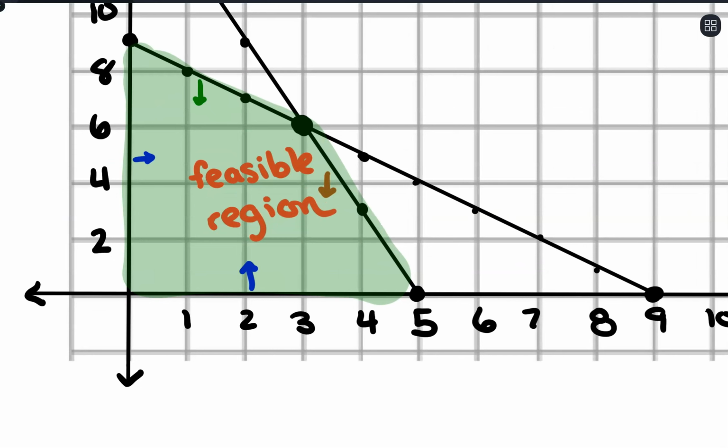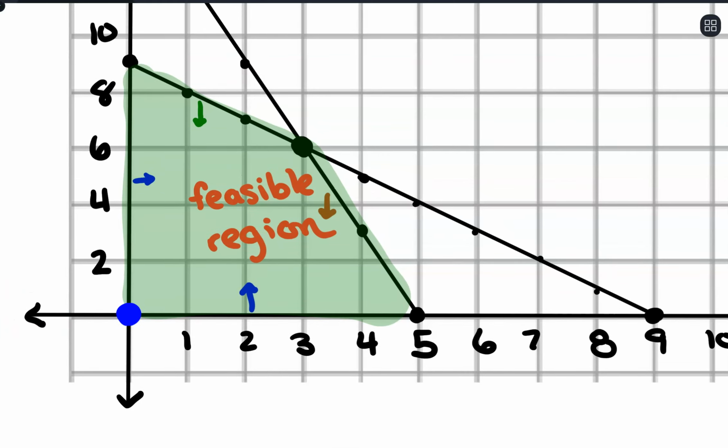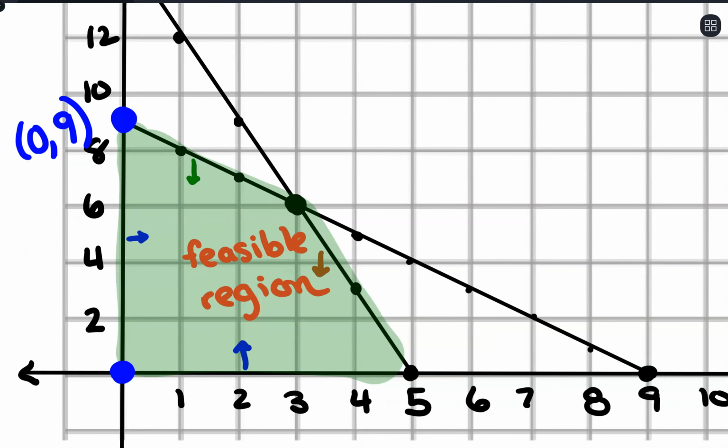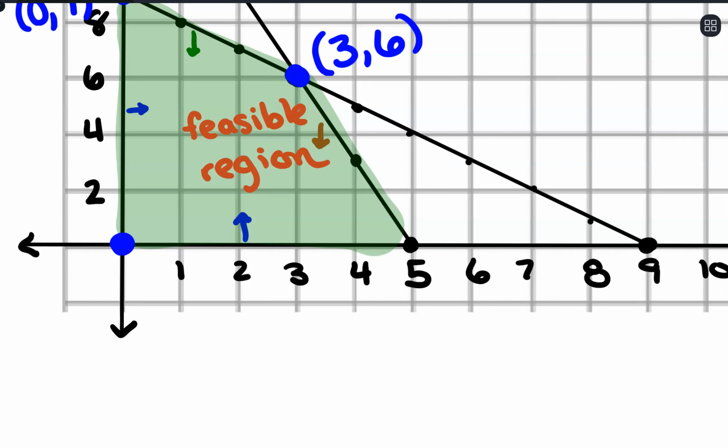So because we're restricted to the first quadrant, one of our coordinates is going to be 0, 0. That's a corner of our feasible region. We have those two y-intercepts, but the one that's on the edge of our feasible region is the smaller of the two, so that's going to be 0, 9. We have the intersection point of the two lines, which is happening at 3, 6. And then for the x-intercepts, we have the smaller of the two, which is 5, 0.